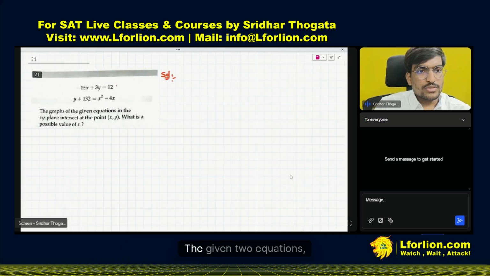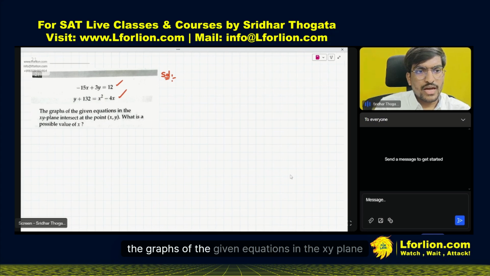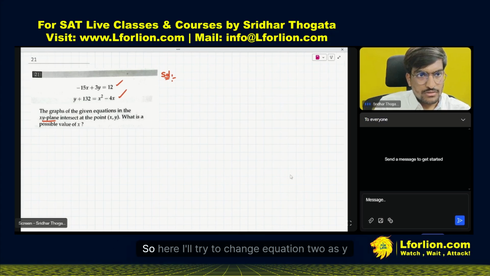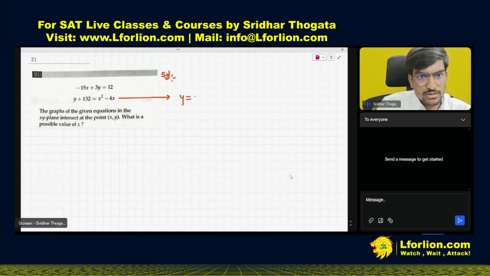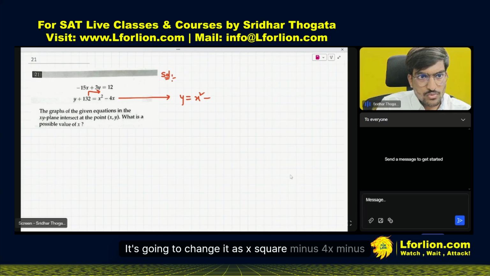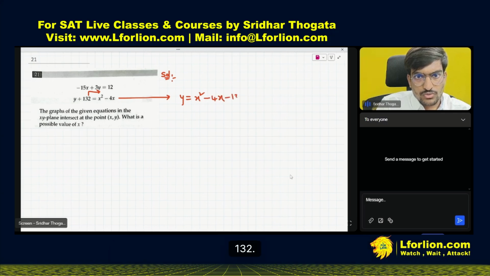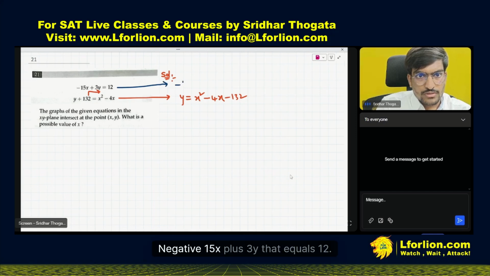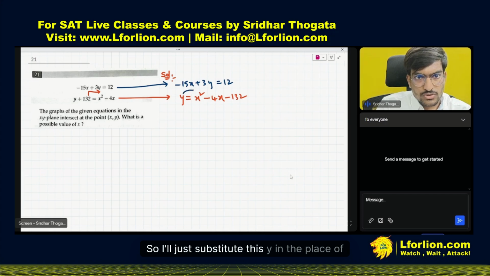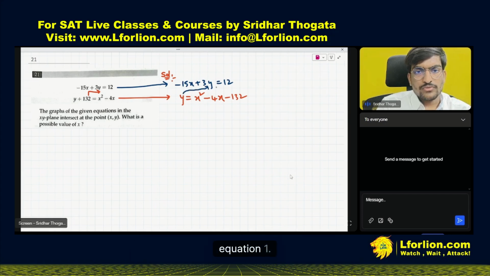Question number 21. The given two equations. The graphs of the given equations in the xy plane intersect at the point x, y. What is a possible value of x? So here I'll change equation 2 as y equals, just transposing 132 to the other side. It's going to be x square minus 4x minus 132, and equation 1 remains the same, negative 15x plus 3y equals 12. So I'll just substitute this y in the place of equation 1.